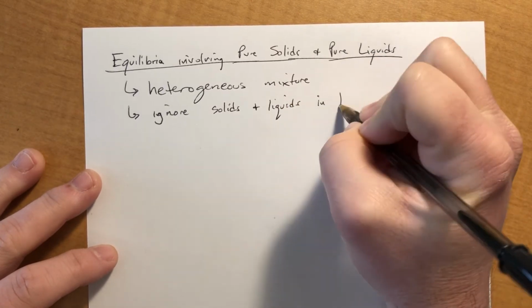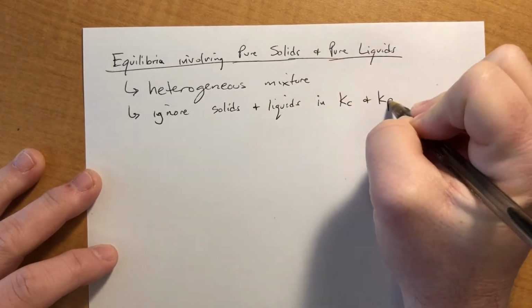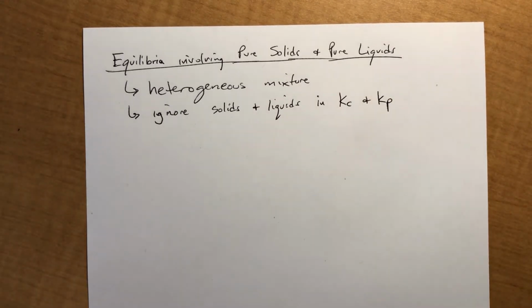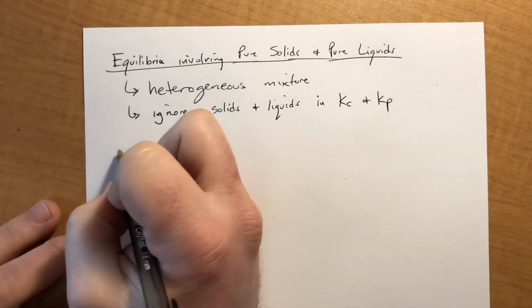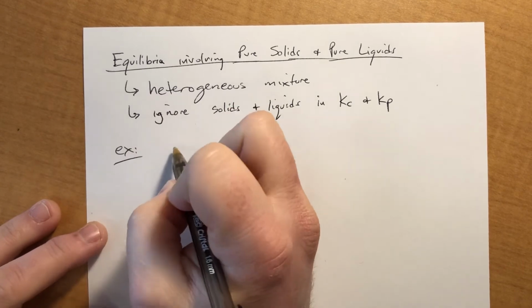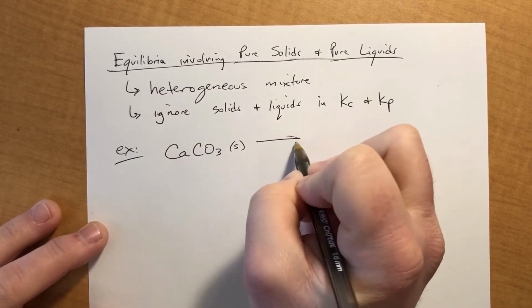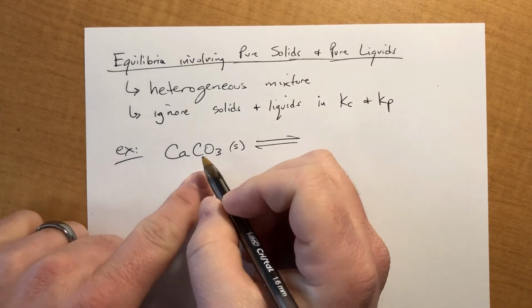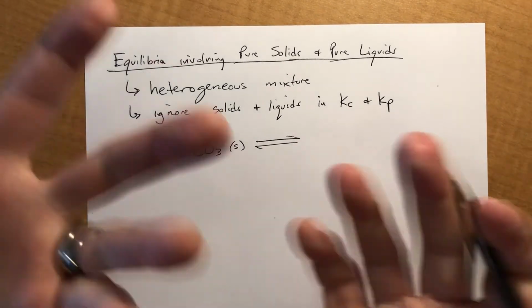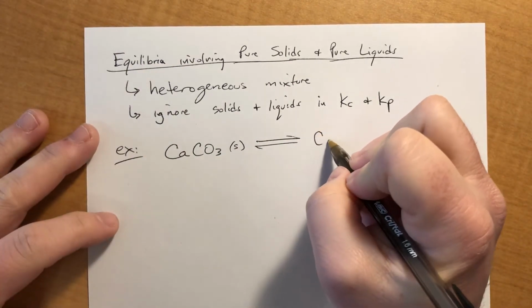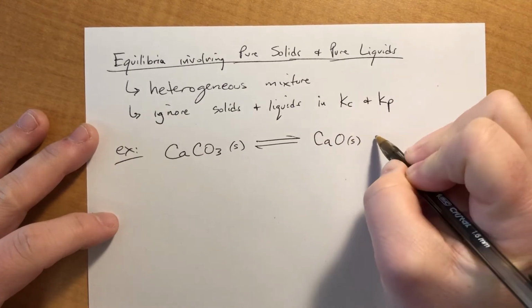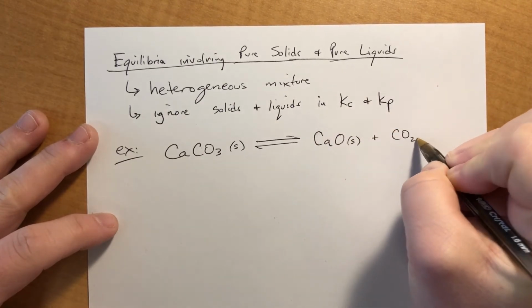In both Kc and Kp. Okay. For example, calcium carbonate is a solid, limestone if I remember correctly. And it naturally disintegrates over time to calcium oxide, which is also a solid, and carbon dioxide, which is a gas.